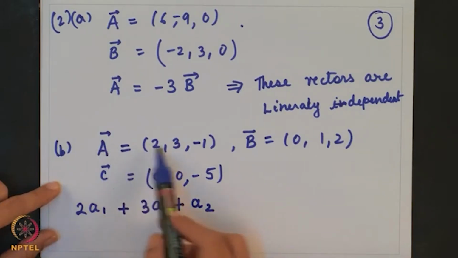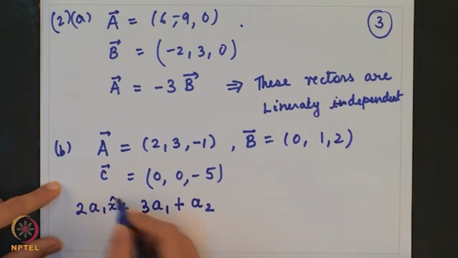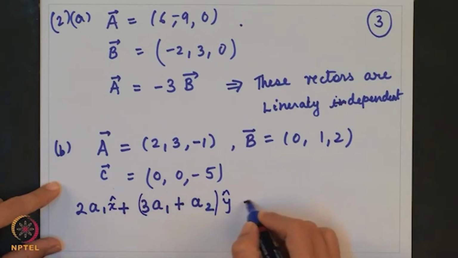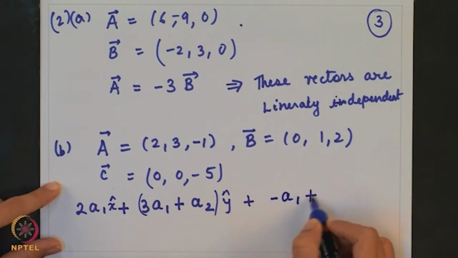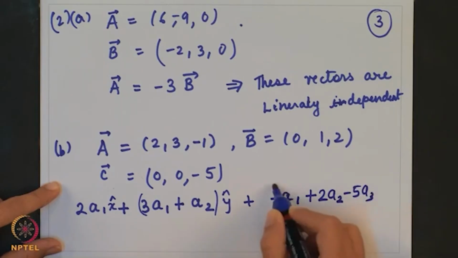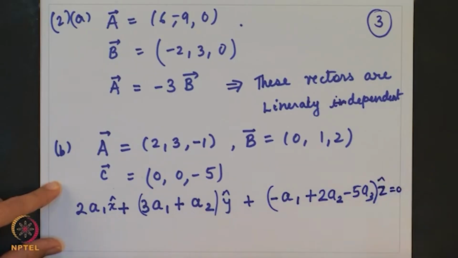And the third term, okay, do not forget, these are in Cartesian coordinates. So, x, y and z. So, I must write here x cap, this is y cap, plus the last term would be minus a1 plus 2a2 minus 5a3, z cap, is equal to 0.